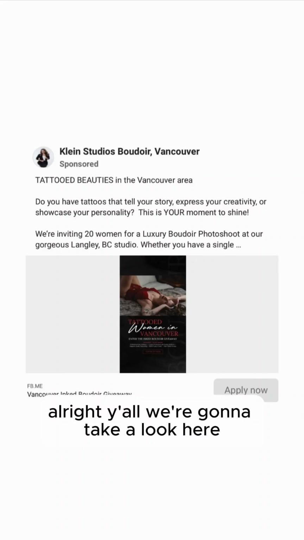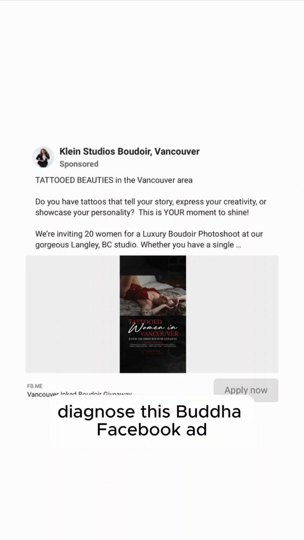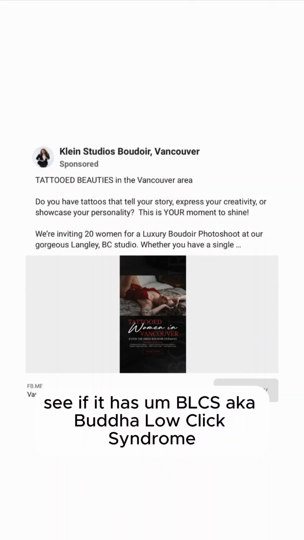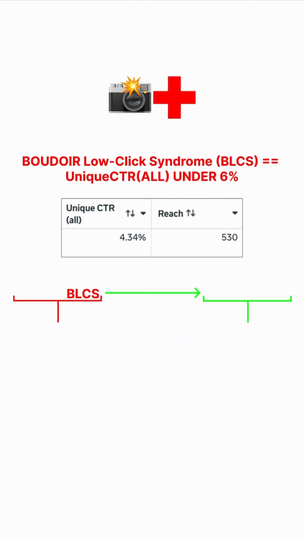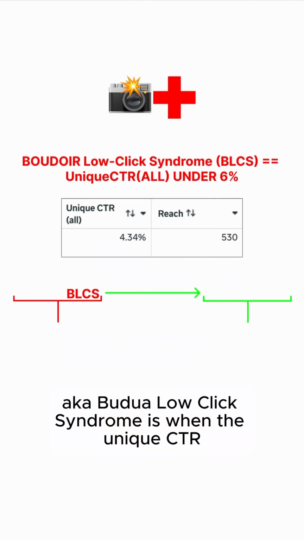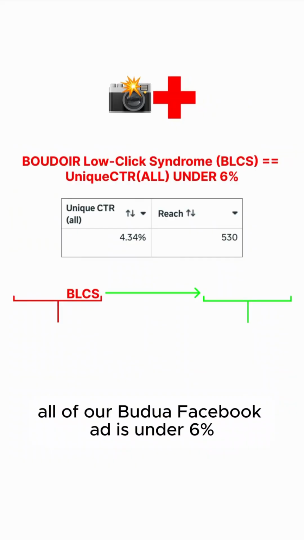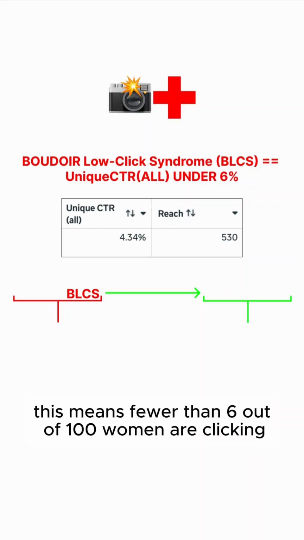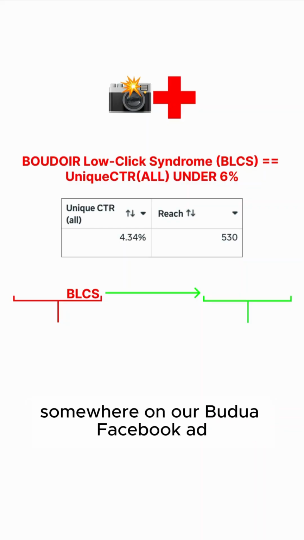All right, y'all, we're going to take a look here, diagnose this Boudoir Facebook ad, see if it has BLCS, aka Boudoir low click syndrome. Boudoir low click syndrome is when the unique CTR of our Boudoir Facebook ad is under 6%. This means fewer than 6 out of 100 women are clicking somewhere on our Boudoir Facebook ad.